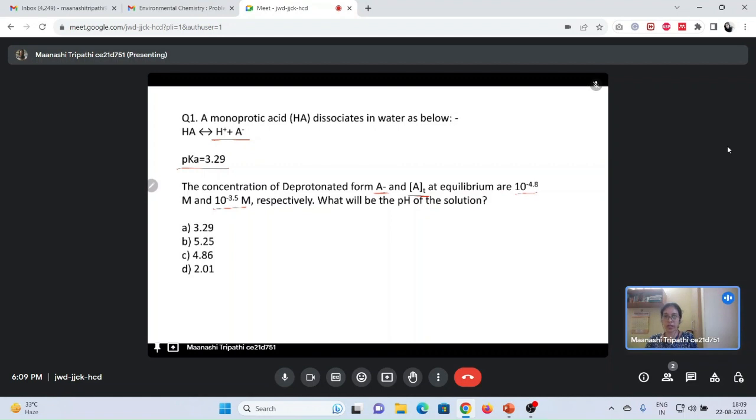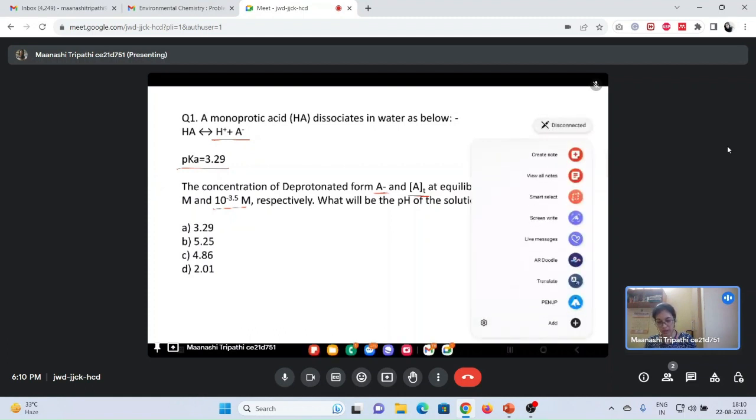For such kind of question, you need a calculator because there will be log values, so you won't be able to do mental maths. So please keep the calculators ready, and we will use the Henderson equation that is taught to solve this question. So please try to solve this question. I'll solve the question with you. I'll first note down all the values. A negative is 10 raised to power minus 4.8 molar, and the other thing, the A total is 10 raised to power minus 3.5 molar, and we note the pKa value. So we'll solve.